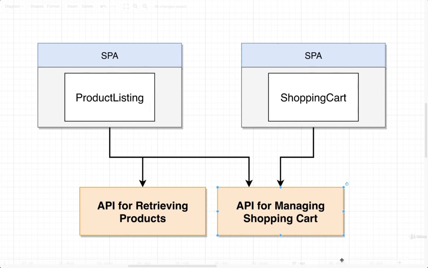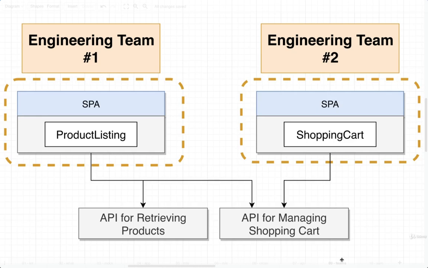Now, why would we use micro front ends? What benefit do we get to splitting these things up into separate apps? Well, there's one gigantic, very large benefit that we get, and that is that each of these applications can now be thought of as separate, independent apps. There's no direct communication between them. There's no direct dependency between them. And that means that we could assign the development of product listing to, say, engineering team number one, and we could assign the development of this shopping cart app to a totally separate engineering team.